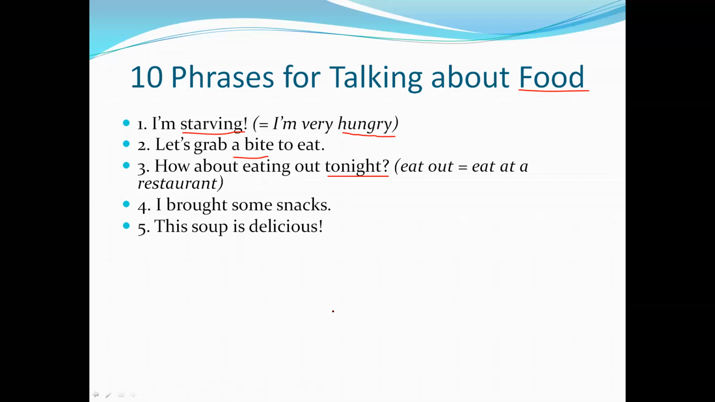Then next is, this soup is delicious. Delicious means tasty. Maybe yummy is the proper word to say something is tasty. Maybe you are eating some dish or having soup, or any dish in particular, and you feel that it is tasty. You may say, this is delicious. This is tasty. This is yummy.